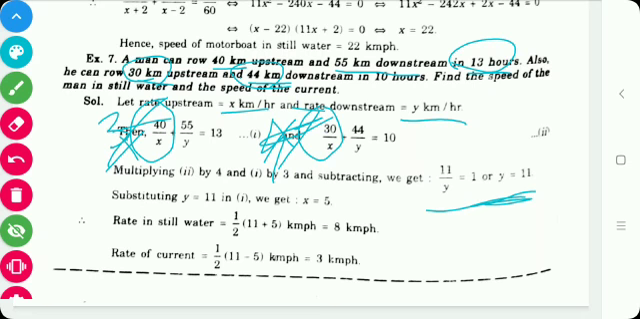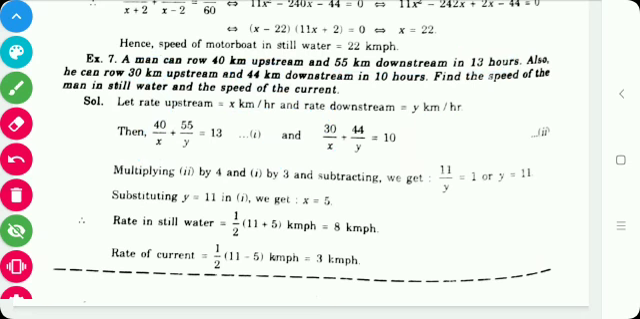So if we put this y is equal to 11 in the first equation, it is 40 upon x plus 5 is equal to 13. So 40 upon x is equal to 13 minus 5, which is 8. 8x is equal to 40, means x is equal to 5. So we will get x is 5, which means upstream is 5 and downstream is 11.